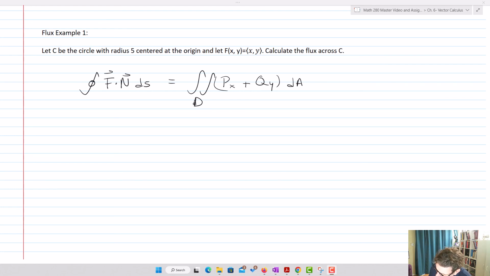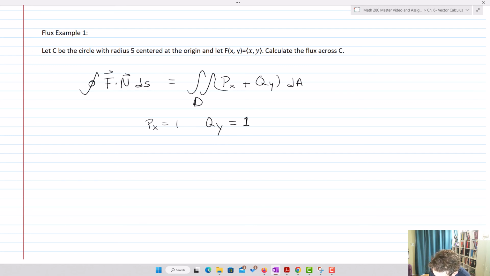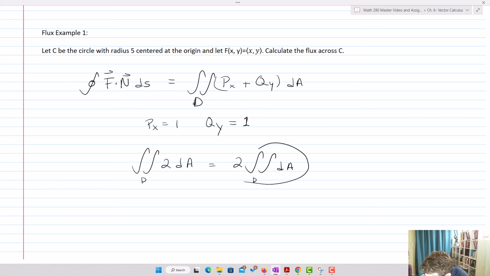So if we go in, we can see that Px is going to equal 1, Qy is going to equal 1. So this gives me the double integral over the region D of 2 dA, which is going to equal 2 times the double integral over D of dA, right? This is the area of the circle, so this is going to equal 2 times pi times 5 squared, which equals 50 pi.